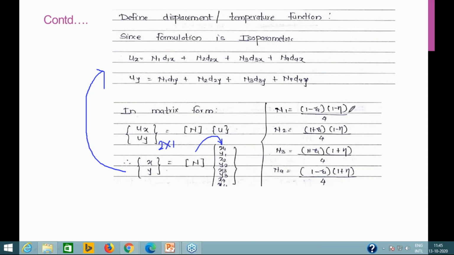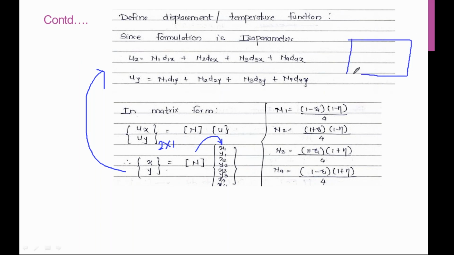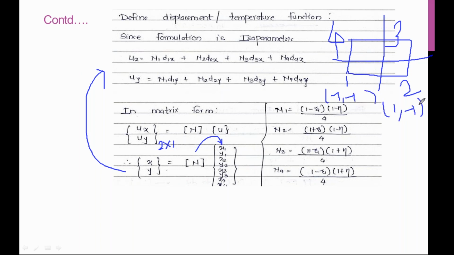Here, for the quadrilateral element, how are you going to remember? Center at origin. This is the first node, second, third and fourth. Then you have to consider this one is minus 1, minus 1. Here plus 1, minus 1. Here all plus, plus 1, plus 1. And here minus 1, plus 1.